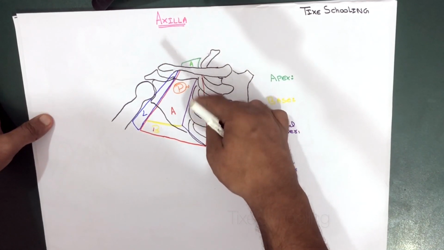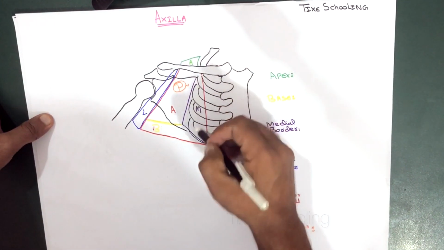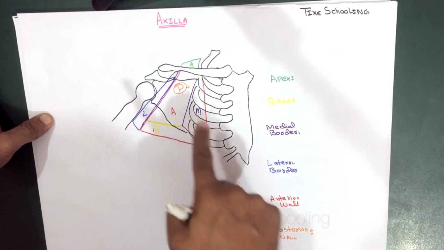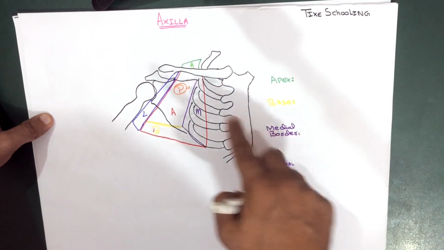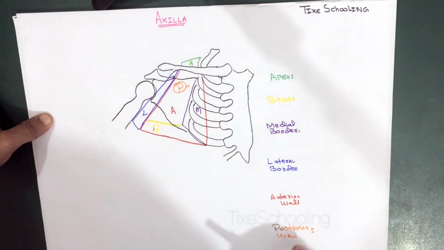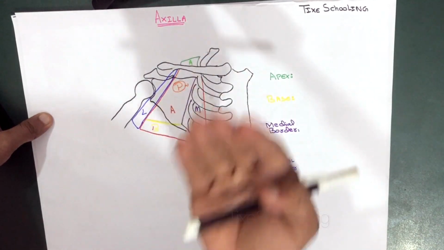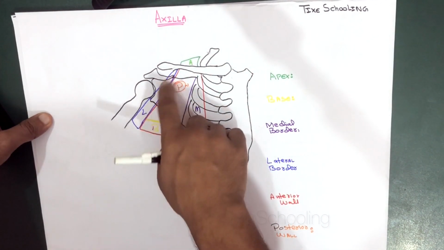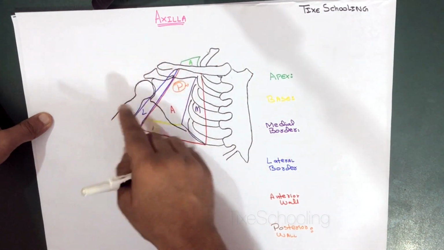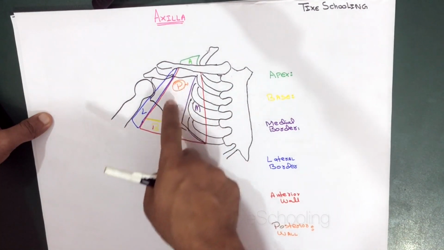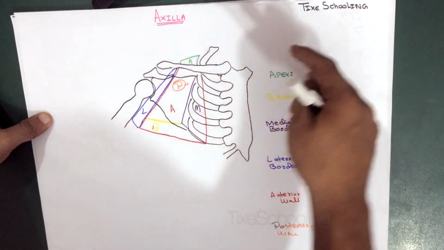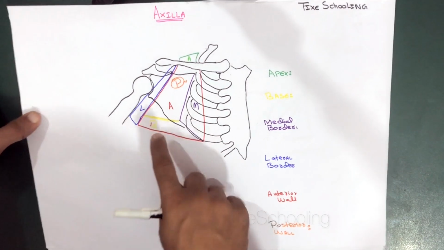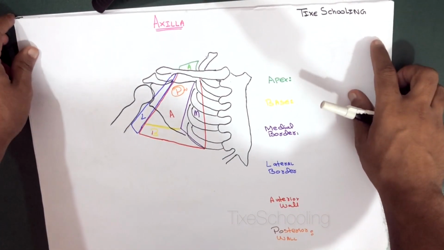We have the medial boundary on the medial side, which I have denoted by M, and it is color coded. We have the posterior boundary. We have the anterior boundary, that is the anterior side of the body, and we have the lateral boundary, which is on the humerus side. These four boundaries, plus the apex and base, make about 6 sides.